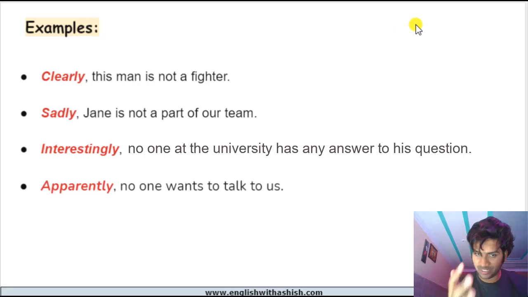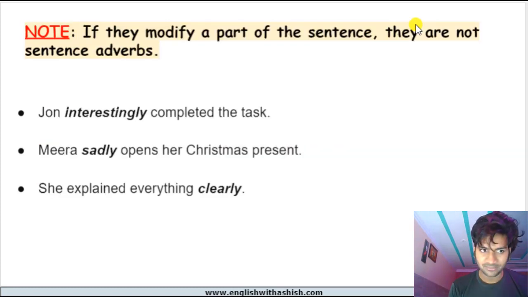Okay. So again, you can see these words, sentence adverbs, are passing a comment about the entire situation and letting us know what the speaker feels about the situation, what his or her attitude or opinion is. All right. Now, these words can modify a part of the sentence. They're not going to modify the entire sentence all the time. They can modify a part of the sentence, generally the verb. If they do that, they are no longer sentence adverbs. Let's look at these examples and master this point as well.